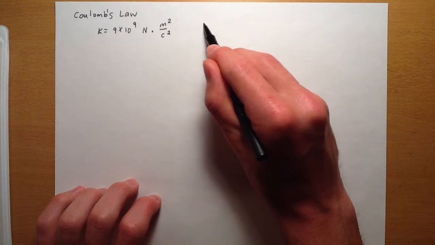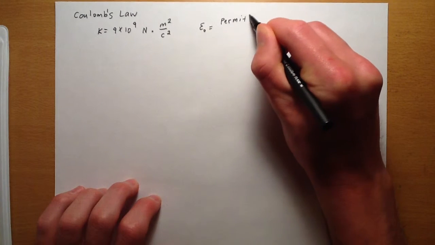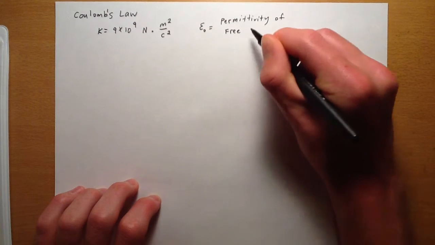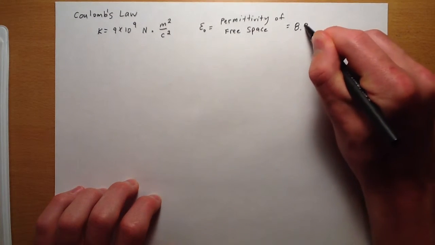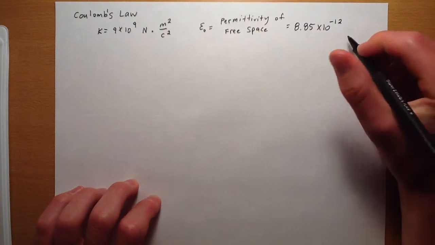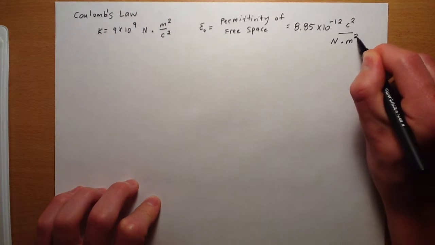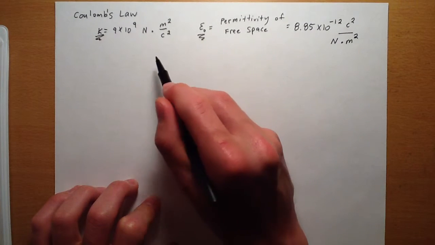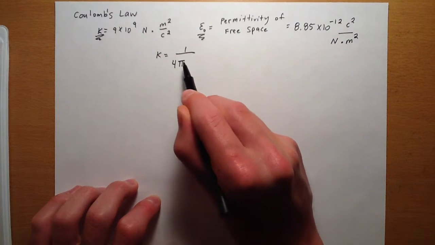The next constant we need to go over is sigma naught, which is the permittivity of free space. Sigma naught is equal to 8.85 times 10 to the negative 12 Coulomb squared per newton meter squared. These two constants are related by the equation K is equal to 1 over 4 pi sigma naught.